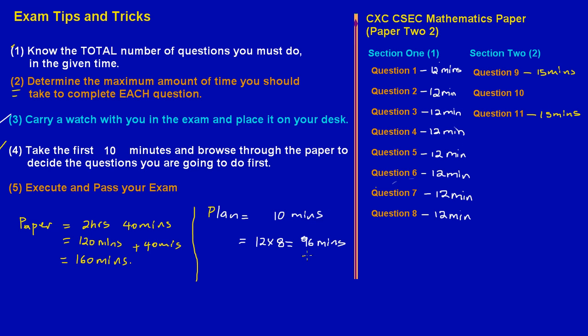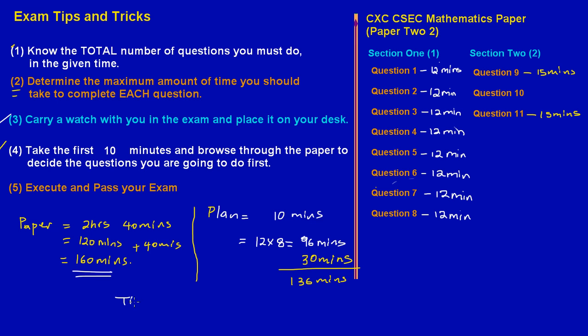We have gone another 30 minutes. So if you notice, for the exam so far, we have 106, 10 plus 96, that's 106, plus another 30, that's a total of 136 minutes. Okay, 136 minutes. Now remember, when we calculated, we had a total of 160 minutes. So we can check the amount of time we have left over now.